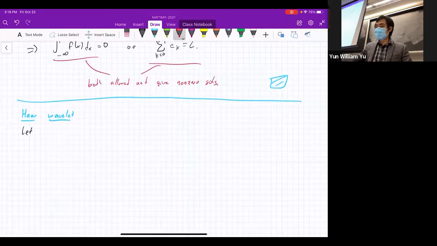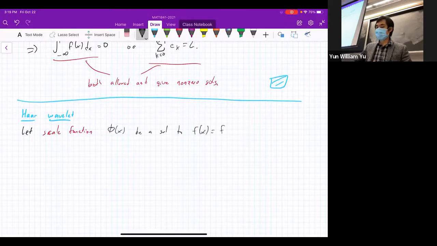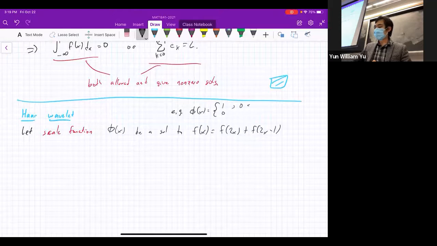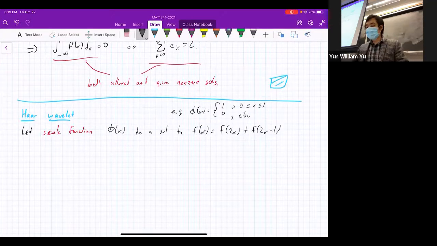Okay, so first we're going to let a scale function, let's call it phi of x, be a solution to f of x is equal to f of 2x plus f of 2x minus 1. So for example, this could be phi of x is equal to 1 for 0 less than or equal to x less than or equal to 1, and 0 otherwise. So we have some scale function, but we're not going to specify the exact nature of it yet. Let's just use one example.